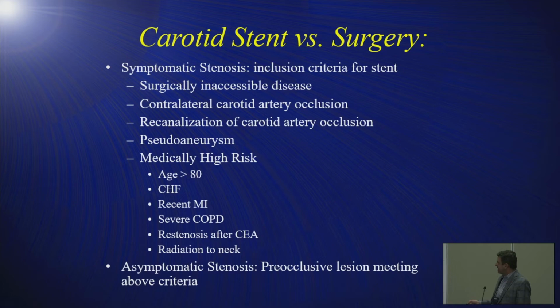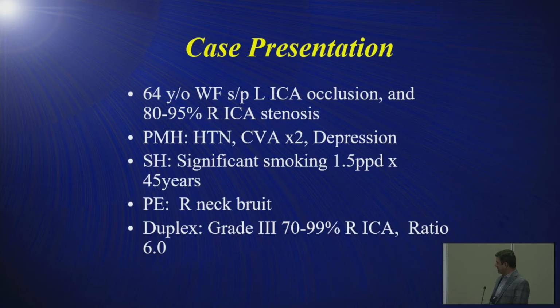Someone that has medically high risk, age greater than 80, CHF, recent MI, severe COPD, or restenosis after carotid surgery or radiation. So those are the reasons why I might consider placing a stent in a patient. And same issues, but in an asymptomatic patient with a high-grade lesion is still a reasonable thing to do.